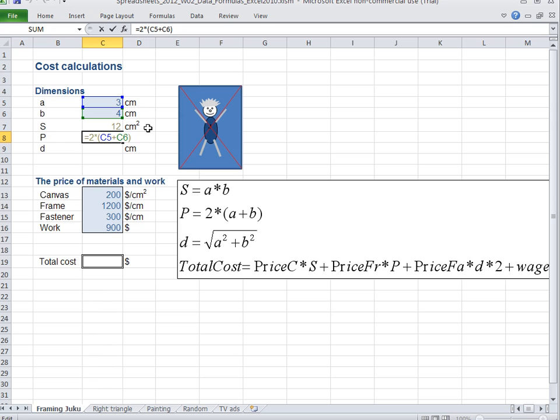Okay, now let us enter this formula. We haven't used parentheses before here, but just as in mathematics, we want to put them around addition, so that the addition will be done first and multiplying later.